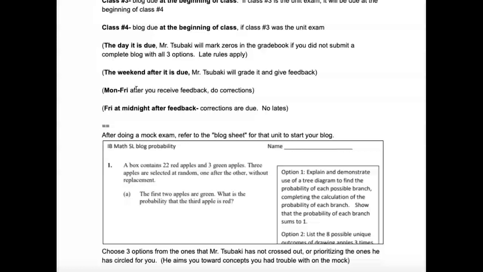You may not do corrections late. Corrections are a courtesy I'm extending to you, and it's not something I'm required to do, and so I am not going to consider your corrections unless they're done according to the schedule that I've given you.